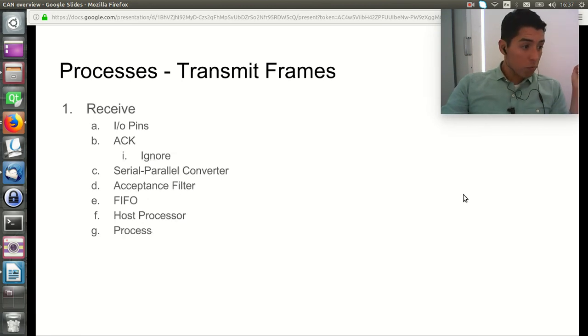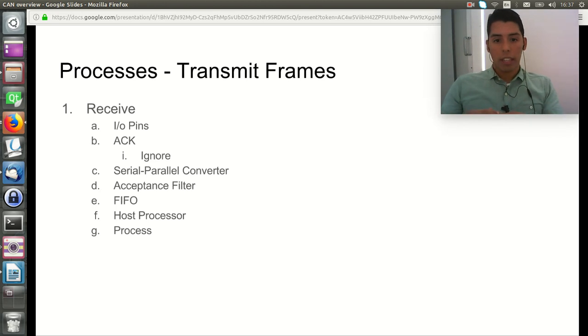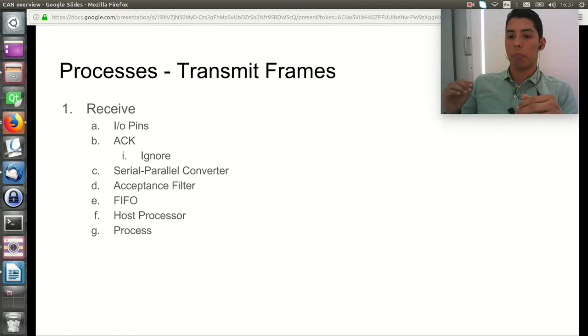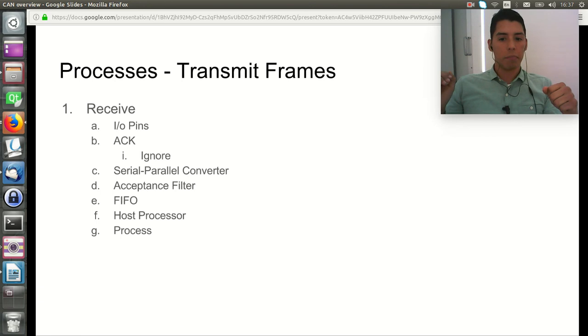Then, receiving. All nodes that aren't transmitting are in receive mode. So a frame is received when the node is in receive mode and the frame arrives at the node's I/O pins. If the frame has no error, then ACK is sent, and if the frame has an error, it is ignored. Then the frame passes to the serial-to-parallel converter to allow the controller to handle it.